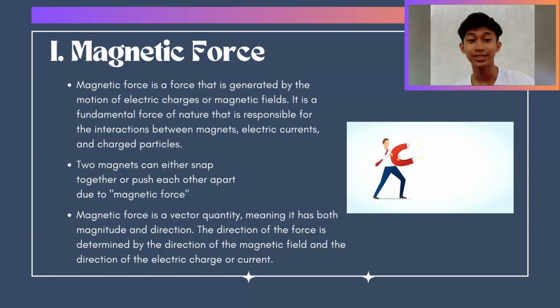Just like our understanding that the same charge will repel and the opposite charge will attract. So, magnetic force is of course a vector quantity, meaning it has both magnitude and direction. And whatever the direction of our force is, that is also the direction of our magnetic field, and the direction of the electric charge or current.